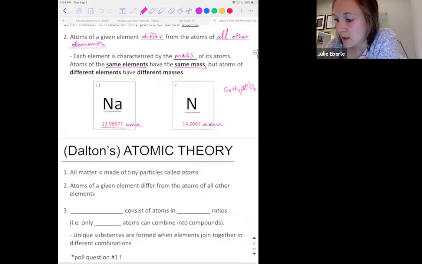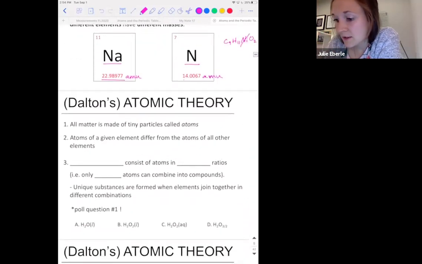Their masses are different. Okay, part number 3 says that compounds consist of atoms in specific ratios, and only whole atoms can combine into compounds. Okay, so we're going to actually do a poll question on this to make sure you understand what I'm saying. We form unique substances, unique compounds, when elements join together in different ratios. So you can have the same elements put together, but if they're put together in different ratios, you get different compounds.